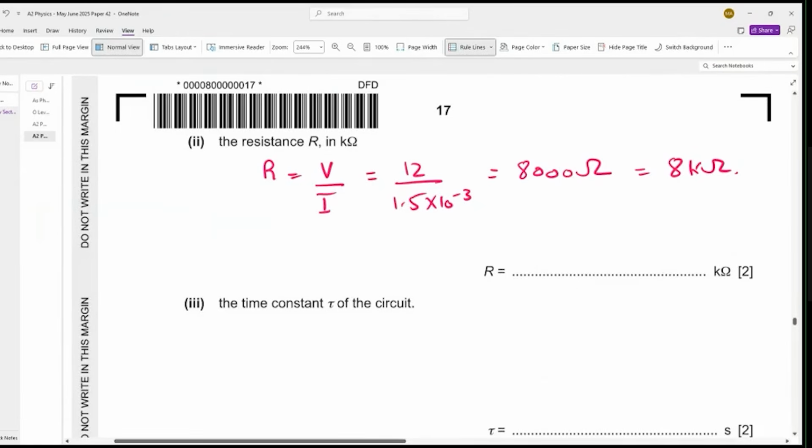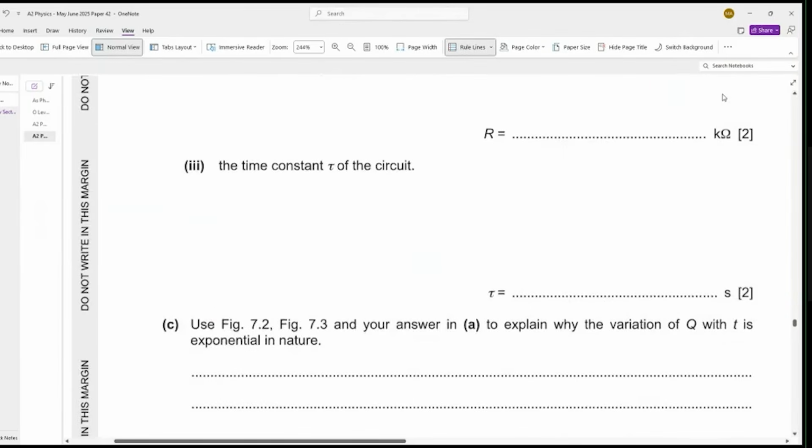Now you have to calculate the time constant of the circuit. Okay. How will you calculate the time constant of the circuit? Time constant is equals to resistance into capacitance. Resistance 8000 थी, capacitance थी 600 microfarads. Can you calculate the time constant? Yes. Time constant comes out to be 4.8 seconds.